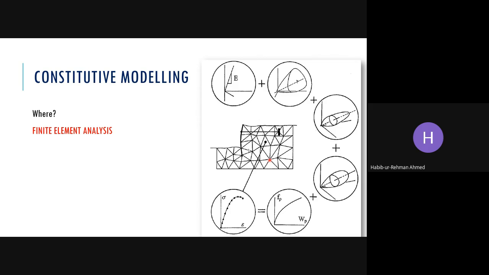Okay. Basically, Dr. Mubashir, I have a slide, I think after maybe 10-15 slides, where I have given a difference between the continuum, the discrete element, and the molecular level modeling.